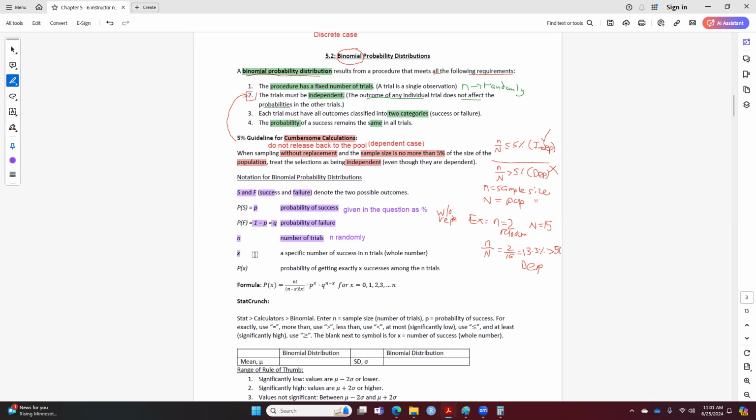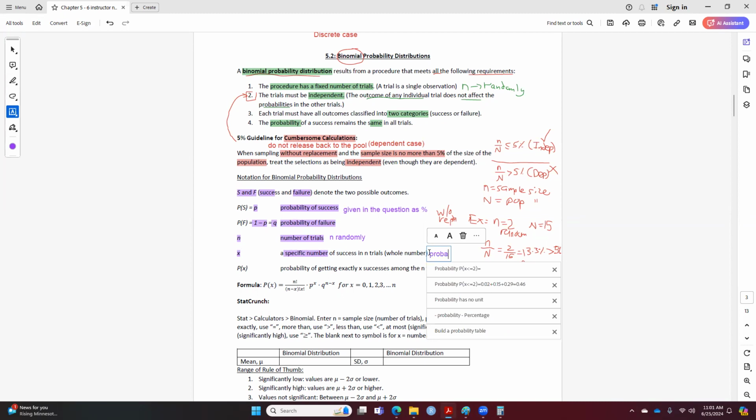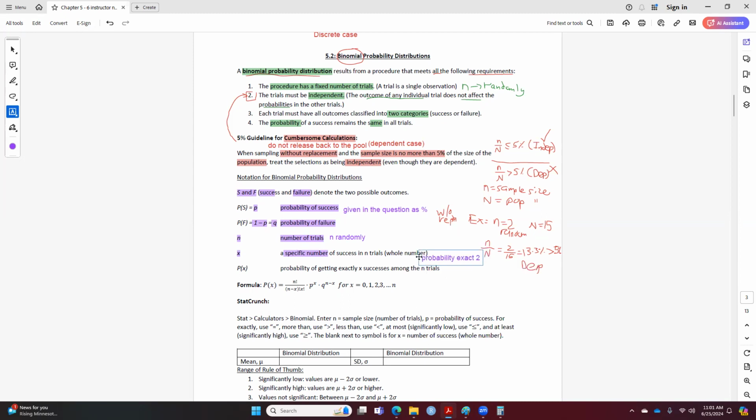X is the specific number of successes in the trial. Usually this X comes after the word probability. So if you want to find the probability of exactly 2, or at least 2, or at most 2, this 2 is usually the X. Make sure you know the difference between N and X here, because a lot of students get those two mixed up. And the P(X) notation comes after the word probability.